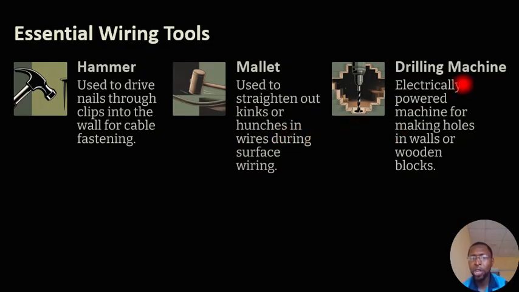Then we have the drilling machine. We talked about the drilling machine too in our previous lessons. So we use this electrically for making holes in the wall. When you have to make holes in the wall so that you can hang some of your electrical appliances, you make them with a drilling machine. So you use it in making holes in walls or wooden blocks. That's what the drilling machine does.